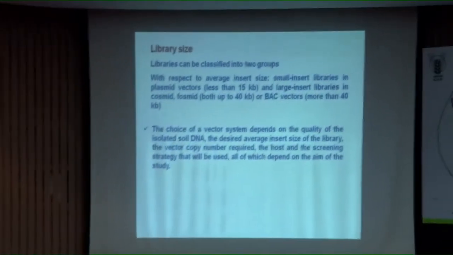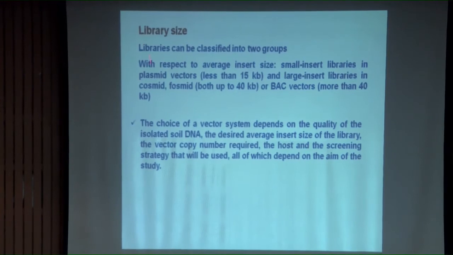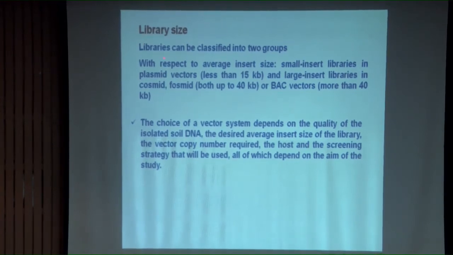But library size is something I'm sure you'll be taking up in practicals. I will just go through libraries quickly. When you prepare a library, these are classified into two groups with respect to average insert size and the choice of the vector system. It's very similar to cloning individual genes from cultivated microbes. You don't want to clone a small gene of, say, only about 500 or 600 base pairs in a cosmid. Do you need to? You don't have to. You can use a plasmid. So the choice of the vector depends on the size of your insert.